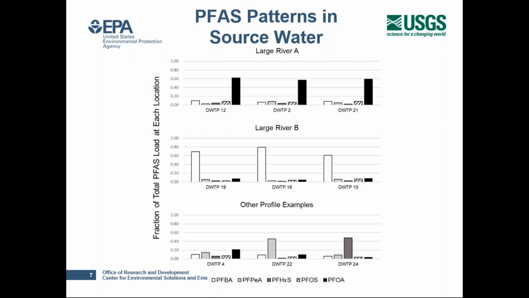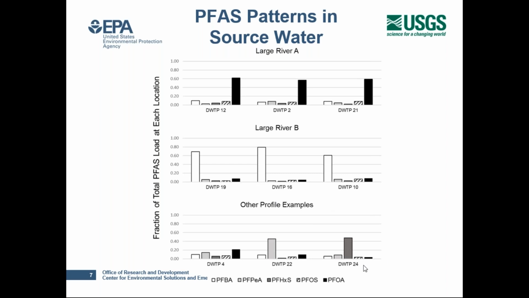So we just happened to have, of these 25 samples, 3 that were on large river A and 3 that were on the second large river that we called large river B. The 3 that were on large river A all showed a higher percentage of PFOA in their samples compared to some of the other congeners, whereas those on large river B all had a large PFBA concentration or contribution relative to the other ones.